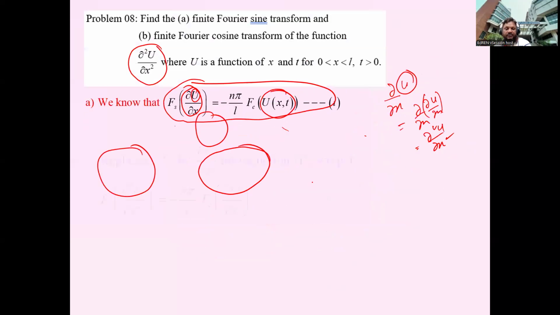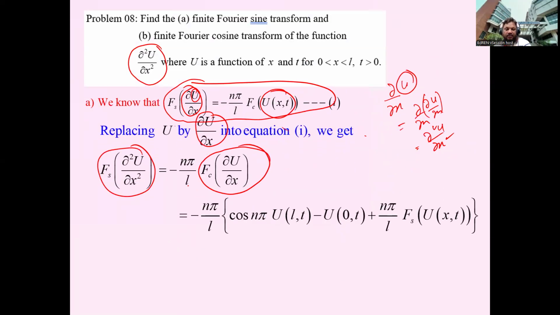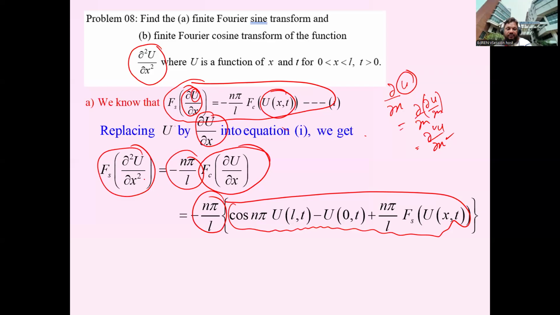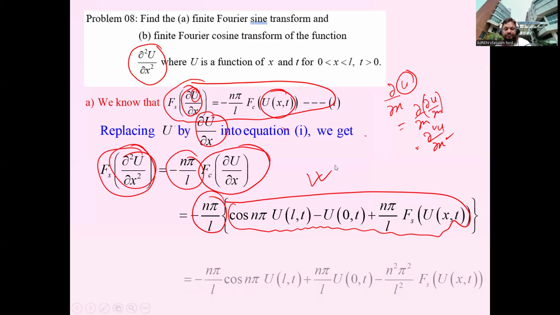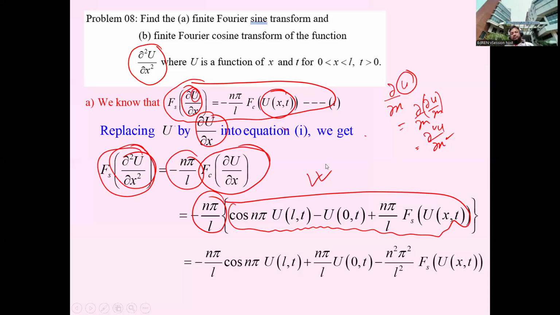That's why you write here Fc of del u del x is minus n pi by L, cos n pi u of L, t minus u of 0, t, this value. Okay. So the Fourier transform of del square u del x square will be this value. Right, sir? Now, just multiply n pi by L here, and here. So it will be n square pi square by L square. That's right, n square pi square by L square. And each term has a negative sign, so it will become plus sign, plus n pi by L times 0, t, and this one.